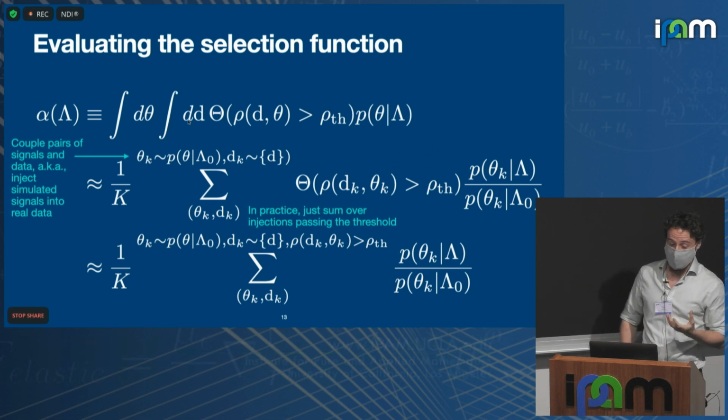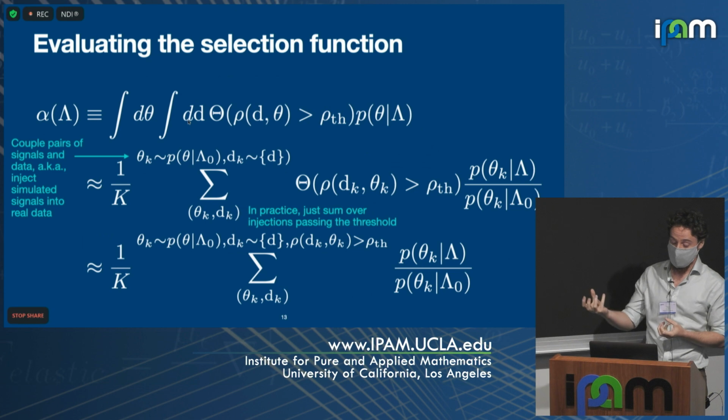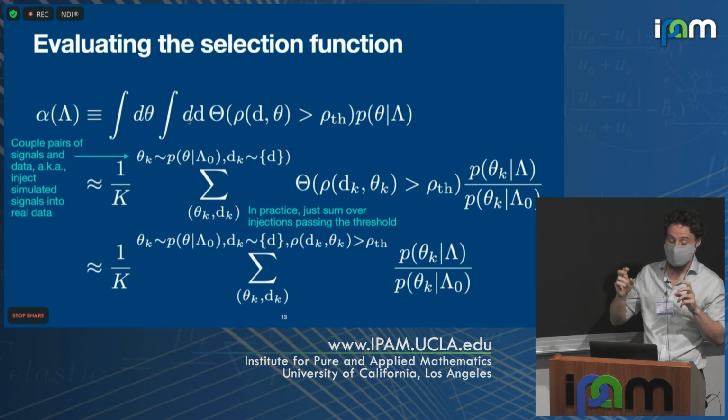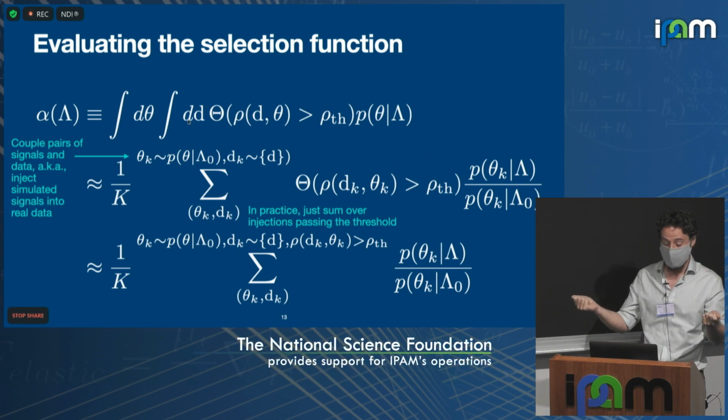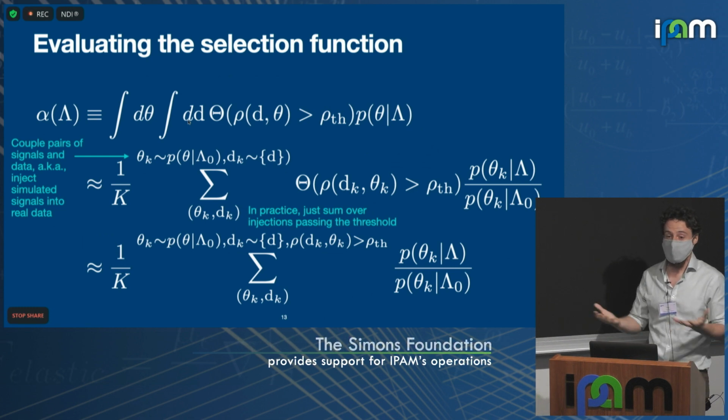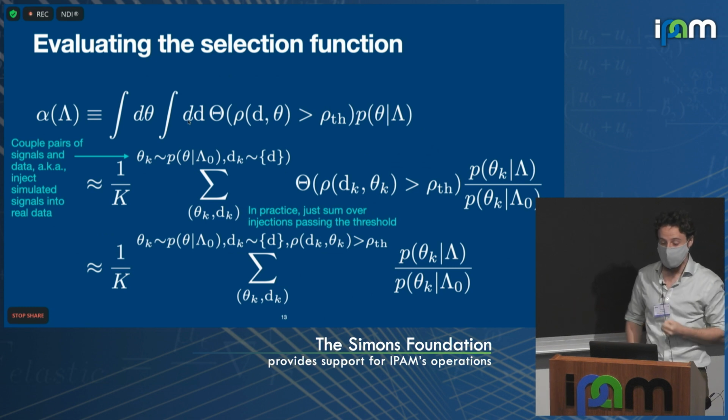And so what we do is we take all of those pairs, and for each of those pairs, we inject a simulated signal into this data bit we've chosen, and we ask, have we passed our threshold? And if we have passed our threshold, we add that to the accepted list, and if not, we put it in the rejected list. And so when people talk about doing injection campaigns to estimate sensitivity, this is what they're doing. They're drawing pairs of binary and data and then seeing if they pass the threshold.